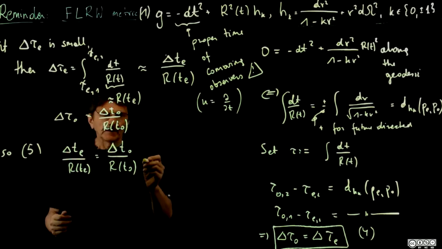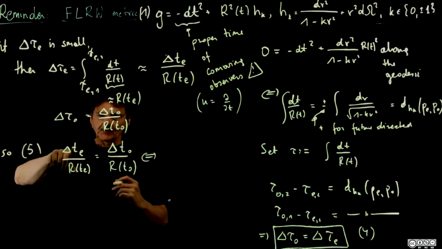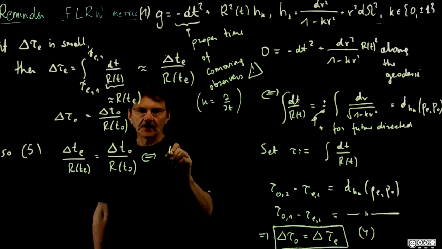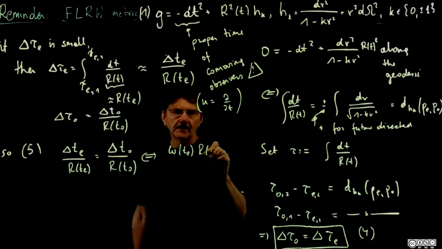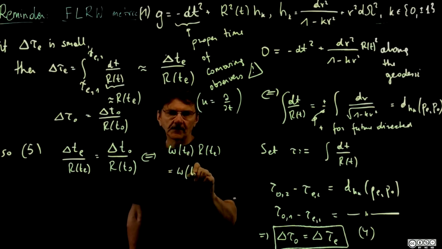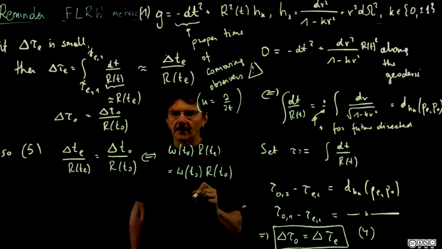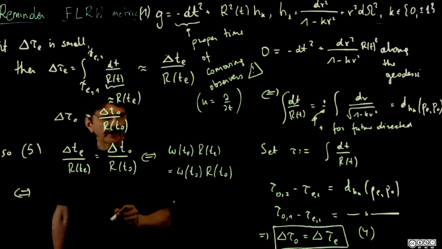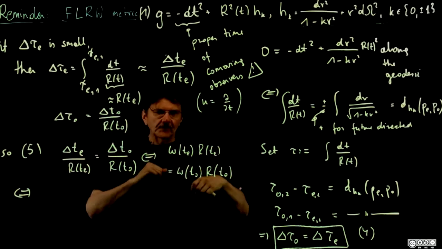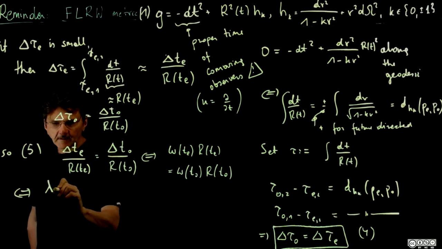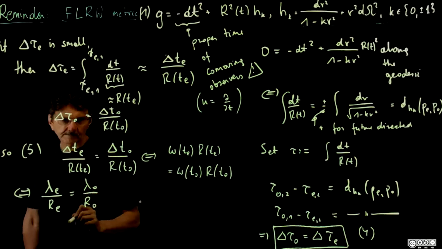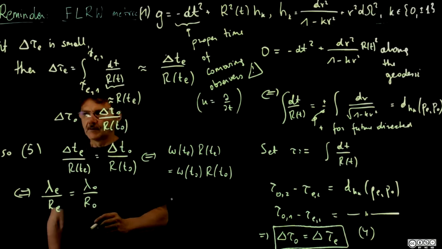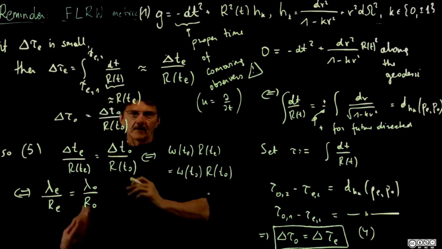Therefore, the frequency is just inversely proportional to proper time. So we're going to get omega emission times r of t emission is equal to omega observation times r of t observation. And in terms of wavelengths, because the wavelength is inversely proportional to omega, we get the same formula as here. So this is our equation, maybe six.